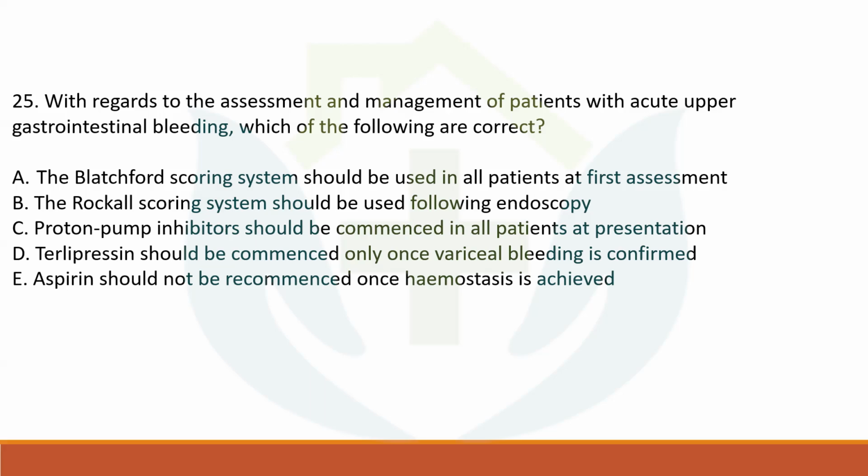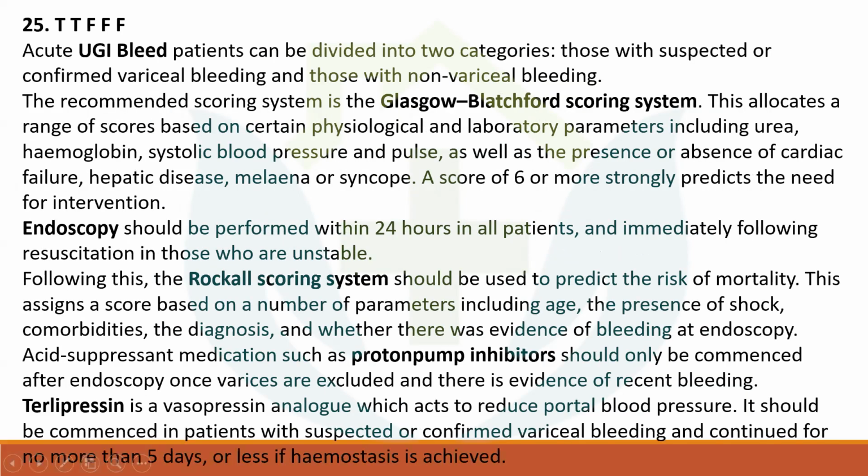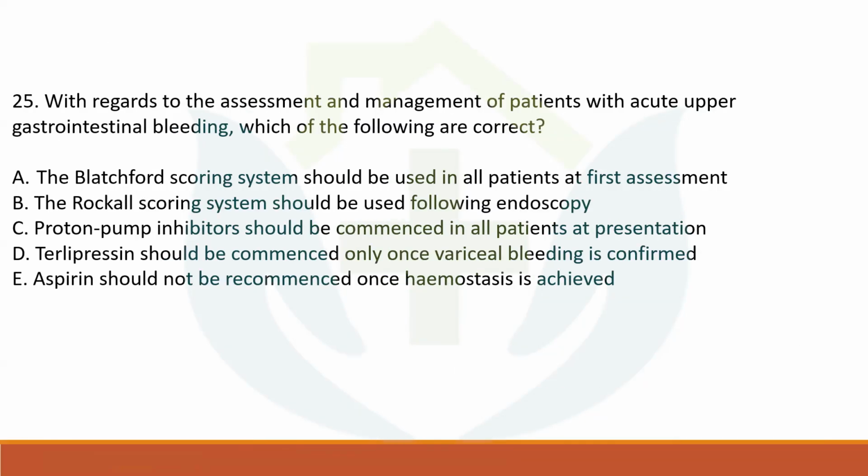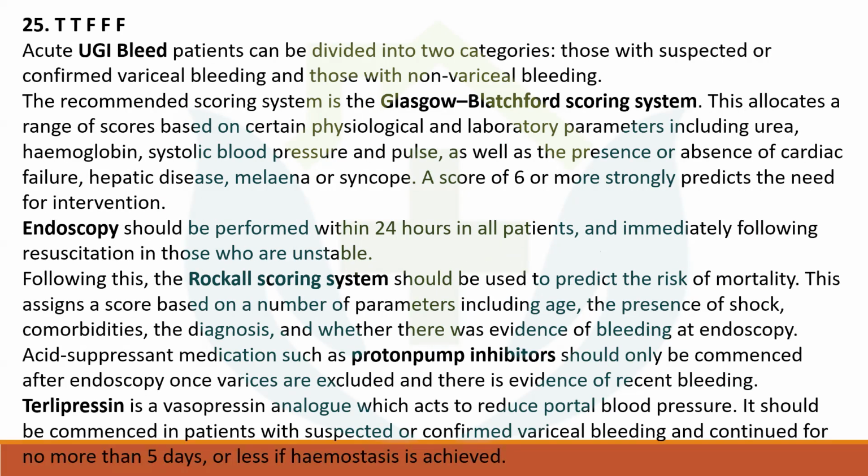Let's see what the correct answer is. So only the first 2 statements, A and B, are true, and the last 3, C, D, and E, are the wrong answers. Why? Let's see. Upper GI bleed is divided into two categories: those with suspected or confirmed variceal bleed and those with non-variceal bleedings. The recommended scoring system is the Glasgow-Blatchford scoring system.